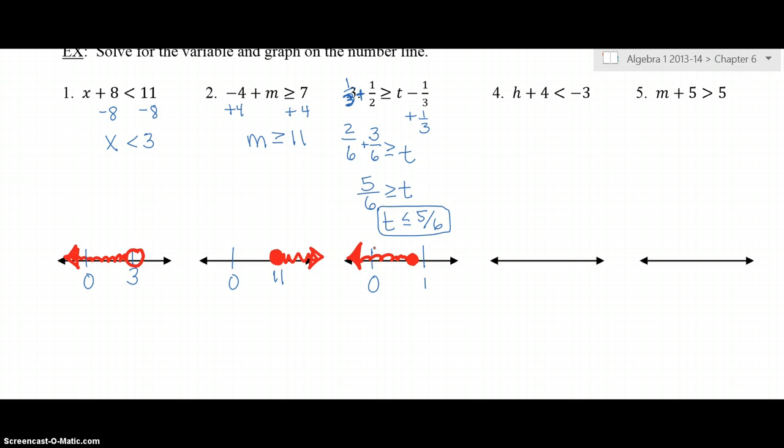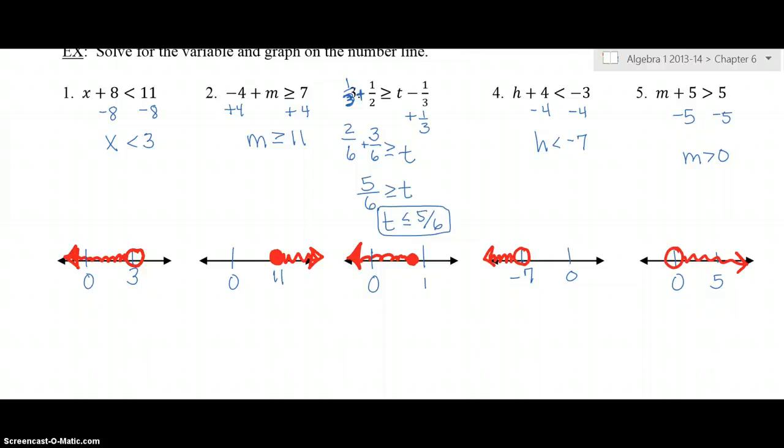Try 4 and 5. Okay, so when you're finished, you can check yours with mine. On number 4, make sure that when you subtract 4 from both sides that you do get -7, because -3 plus a -4 is becoming more negative, so -7. When you put that on the number line, if you use 0, make sure that the -7 is to the left of the 0, otherwise your number line does not make sense.